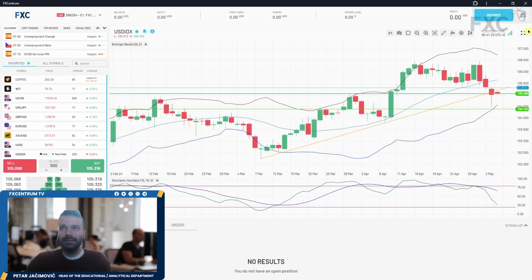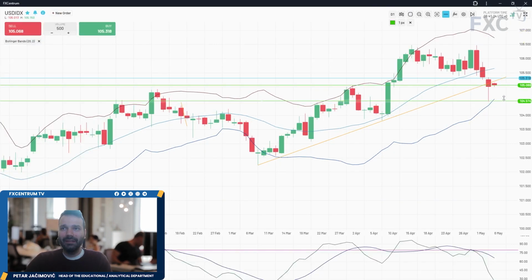And now we have the dollar index. So still this 105 area, we actually closed just around 105. The close was in the middle of the range, which is a sign of strength at this point. And now we see a contraction on the dollar index. So there is still a chance for higher prices.